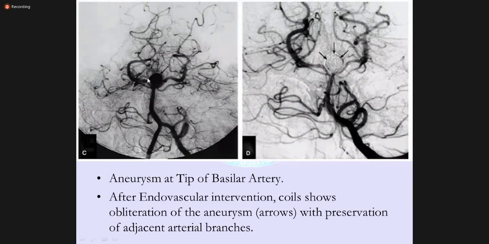Now, this is another example. Like I have shown you the aneurysm of the basilar tip. So what did they do? They coiled it. They put the coil inside. Endovascular intervention done. Coil shows obliteration of this aneurysm. And what is most important, that they should preserve the distal circulation. So they have preserved the adjacent arteries. Rest, there is no other abnormality.